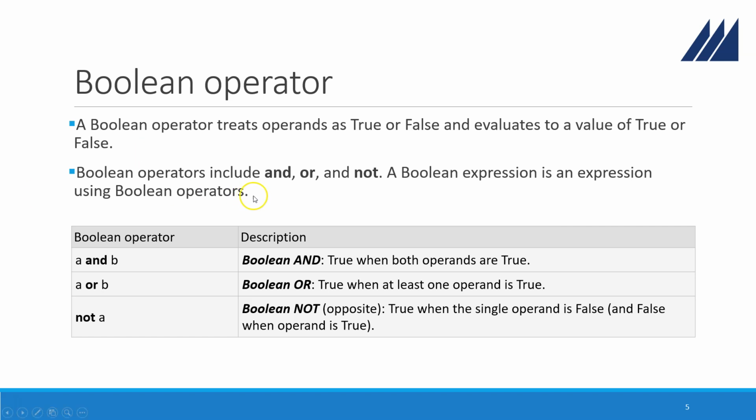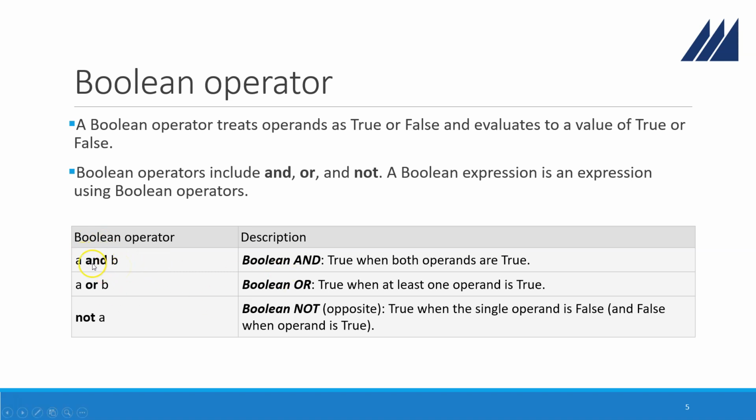Boolean operators, we have 3 different types of operators. We have and, or, and not. And we're going to talk about each one of these operators. So and, if I have A and B, assume A is an expression that will result, for example, true, and B is another expression that will result, for example, true.